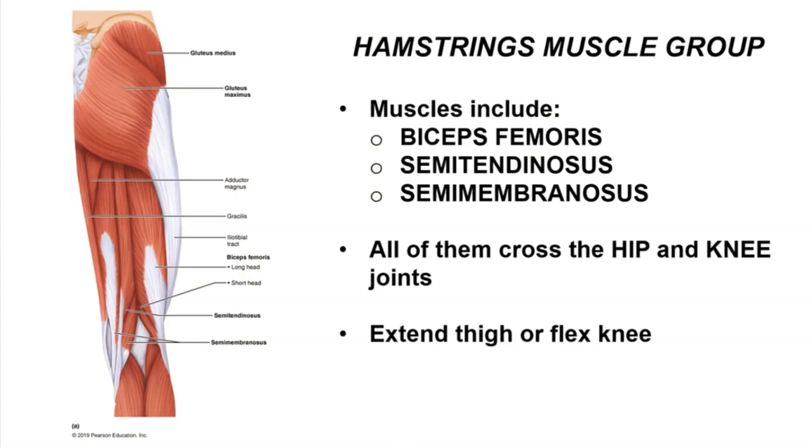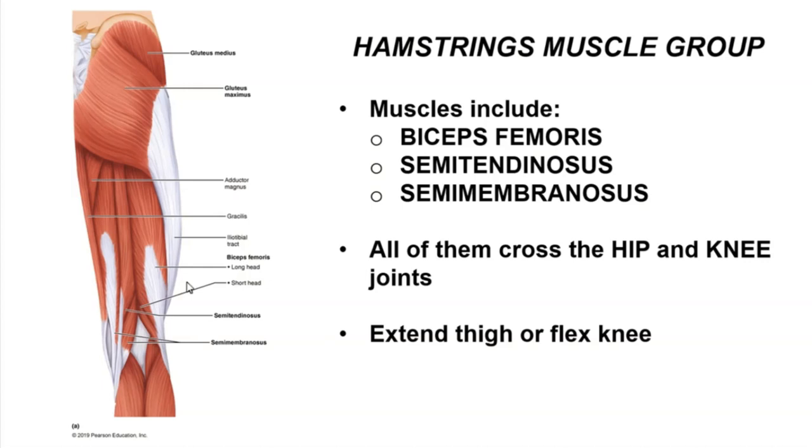So all of the hamstrings muscles, that is the biceps femoris, the semimembranosus, and the semitendinosus, all cross two joints. So they cross the hip joint. You can't actually see where they cross the hip joint here because in this diagram, the hamstrings muscle group actually runs deep to the gluteus muscle group. And so they cross the hip joint, and they also cross the knee joint as well. So these muscles can produce movement at either the hip joint or the knee joint, depending on how they're contracting.